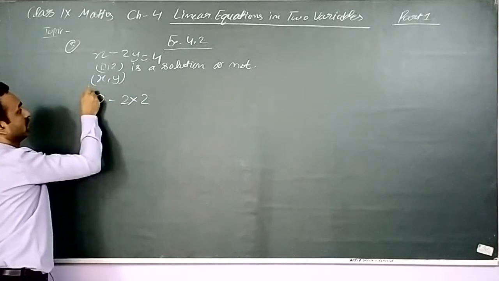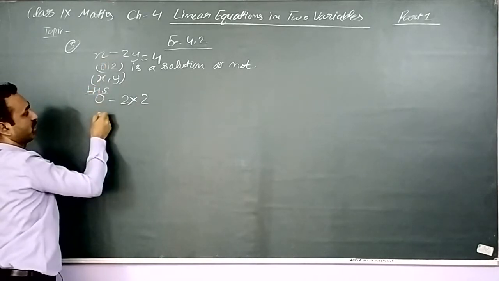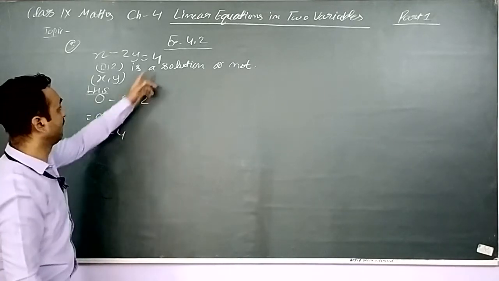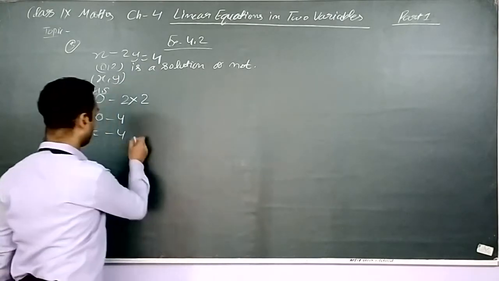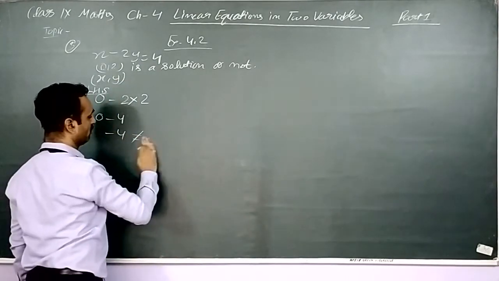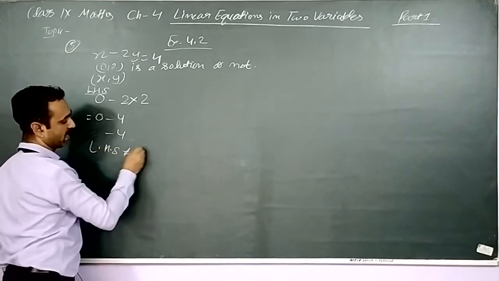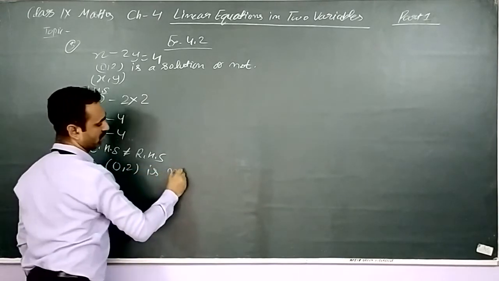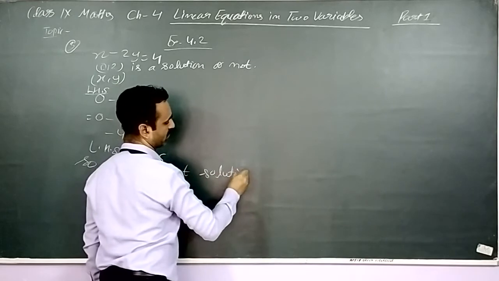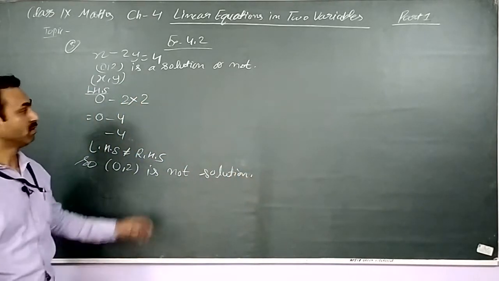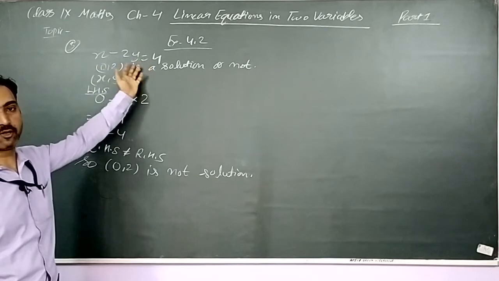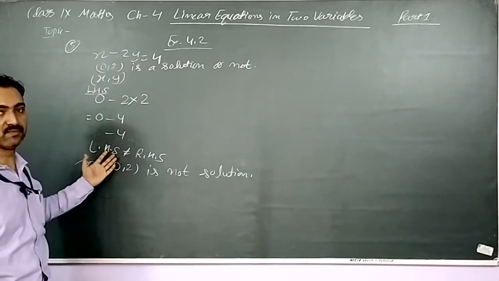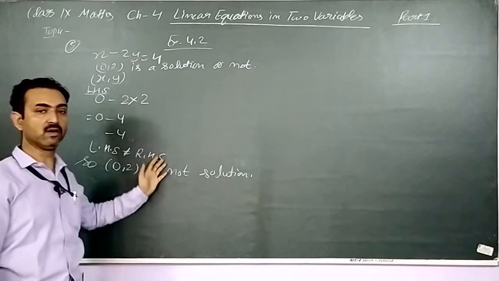And then we will check, this is LHS. We only simplify LHS part, 0 minus 2 times 2, that is minus 4. And the RHS is 4. So LHS is not equals to RHS. So 0, 2 is not a solution of the given equation. So to check whether the given point is a solution of the equation, you have to put the values of x and y in the LHS part of the equation and check whether it is equal to the RHS or not.